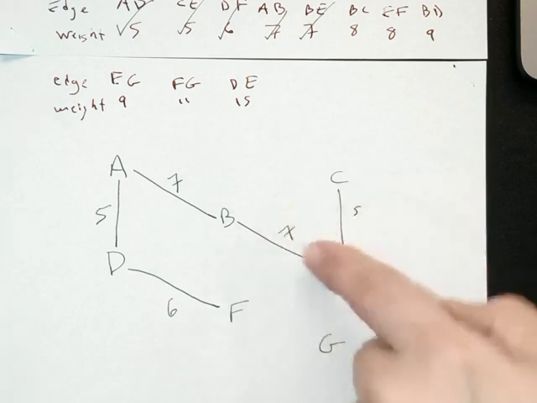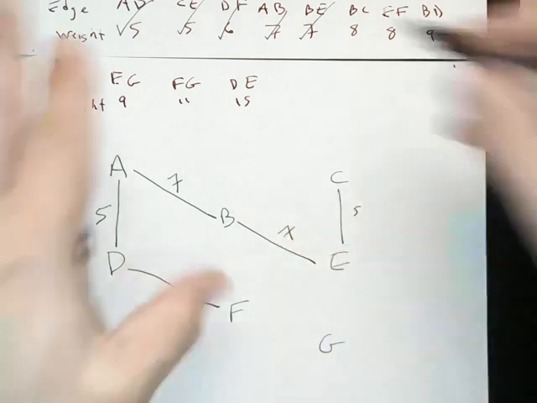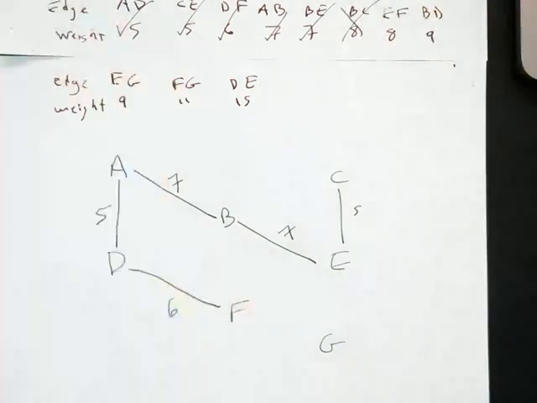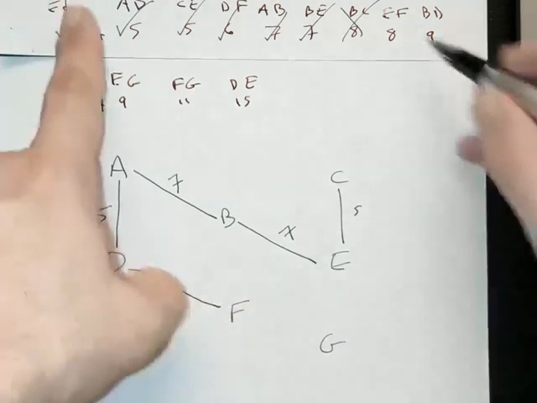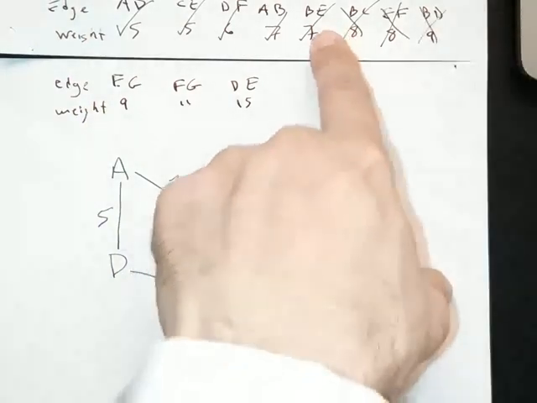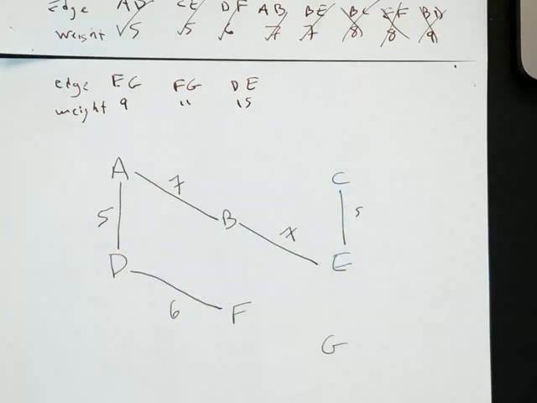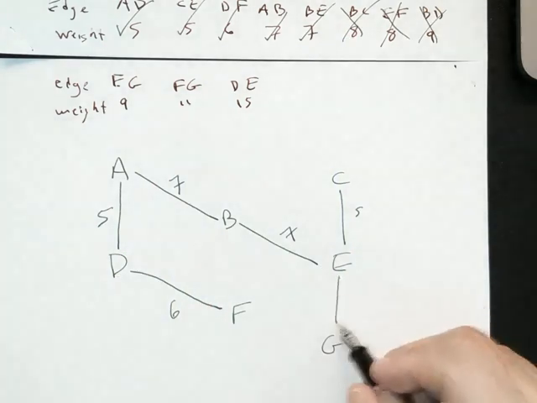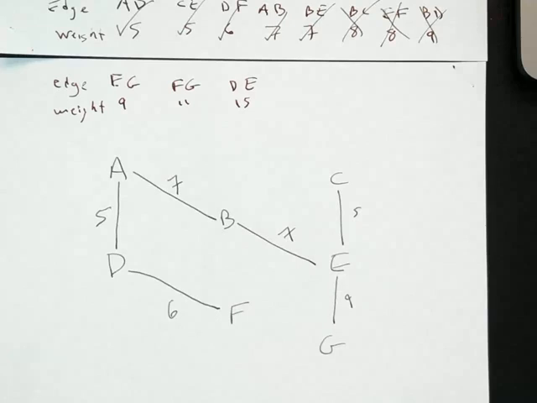If I add BC, I'll make a cycle. How about EF? Same problem, I'll make a cycle. BD. There'll be a cycle. EG. Yay, I can do that one. That's edge number 6, stop. Total weight.